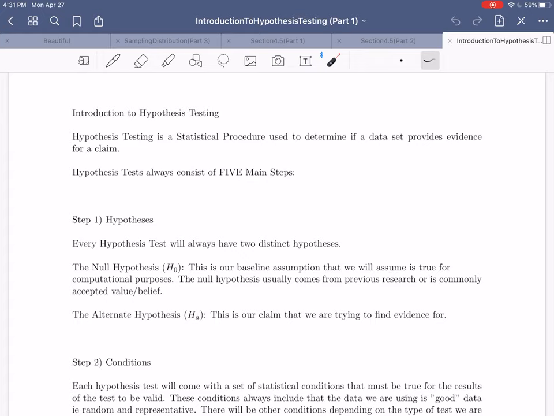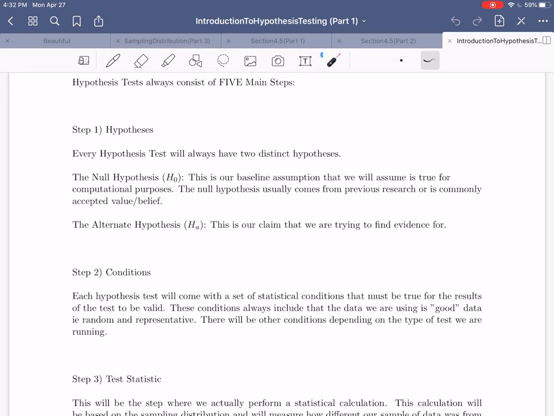All right. Hypothesis tests in general always consist of five main steps. So we're going to go over what those five steps look like. This also is just a reminder, the reason the word five is in all caps here is that anytime we're doing a hypothesis test, it's going to be important to know those five steps, because no matter what form of hypothesis test we're doing, these five steps always remain the same.